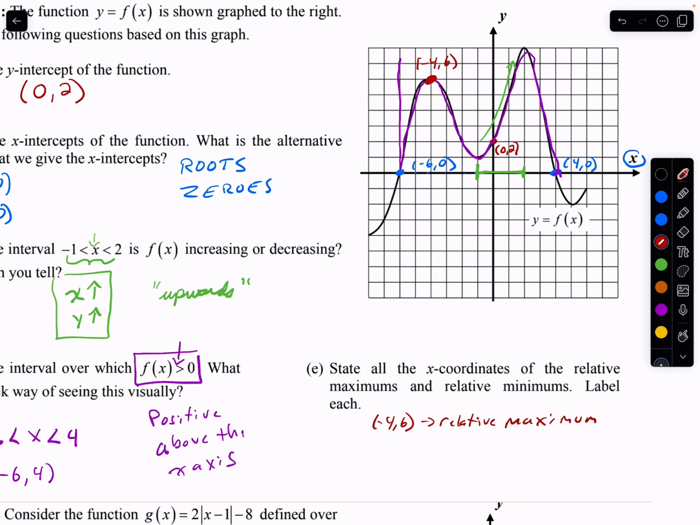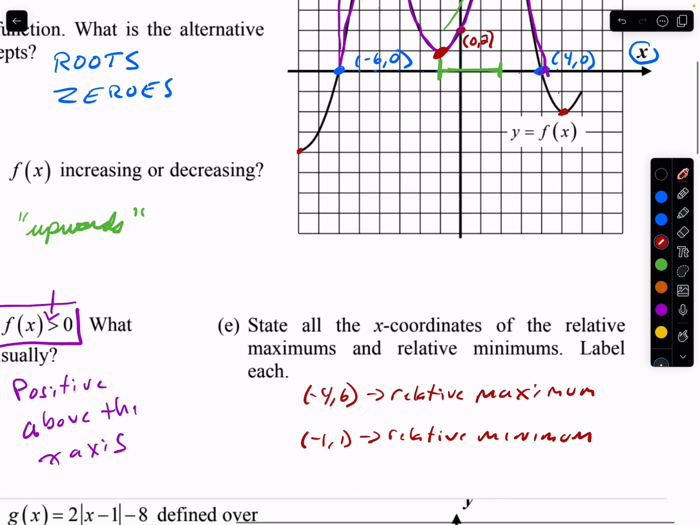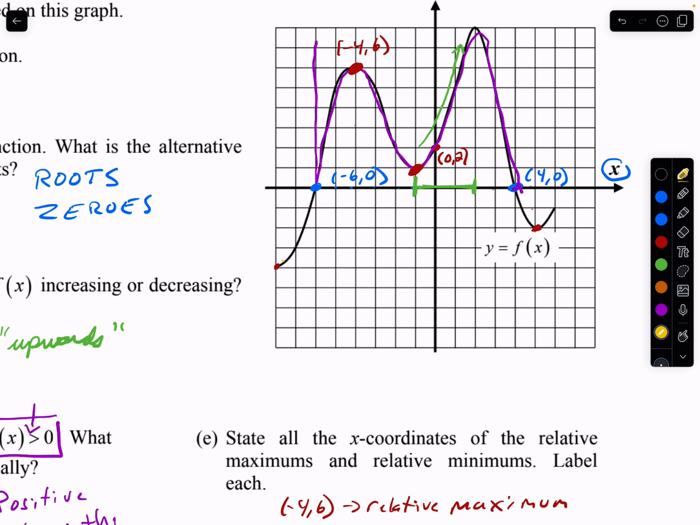And then a relative minimum is right there. It's going to go up, it's going to go down. So the point (-1, 1) is a relative minimum. What that means is it's not the complete lowest point. This right here and this right here are lower points. So we can say also that (5, -2) is also a relative minimum. These last two points, right here and right here, those are absolutes.